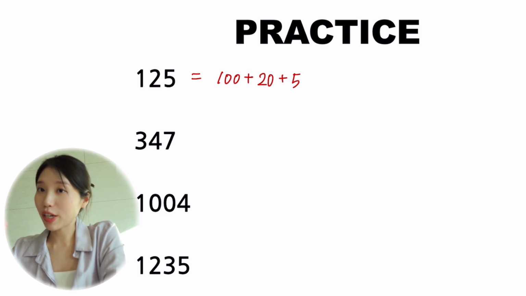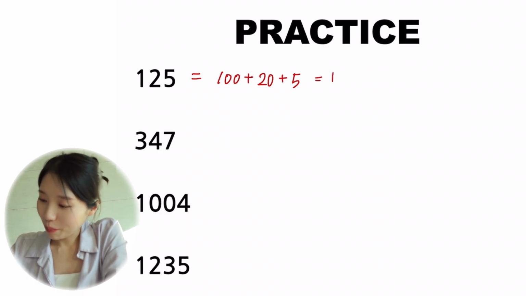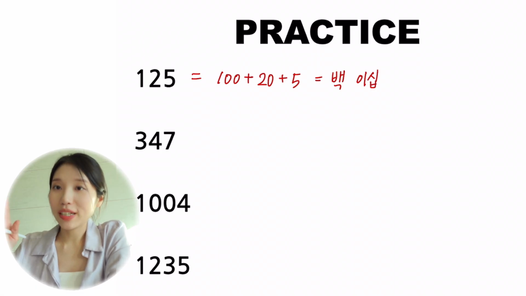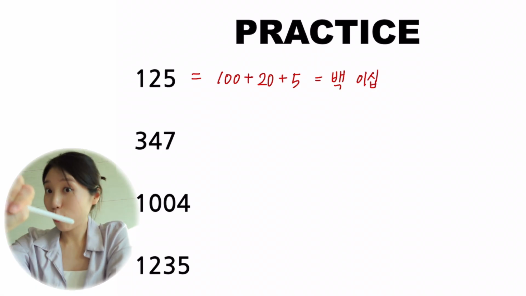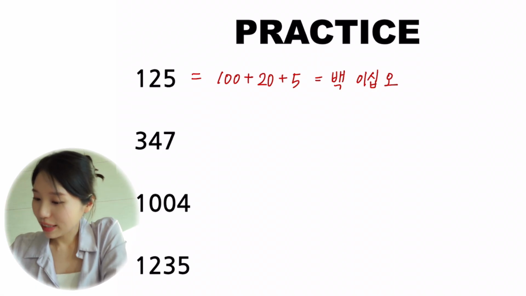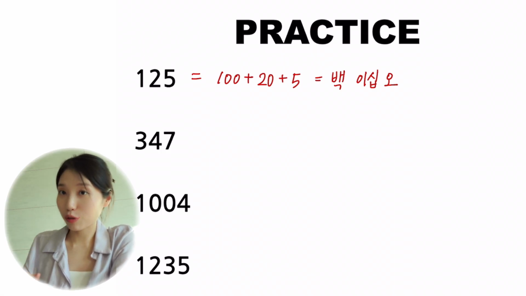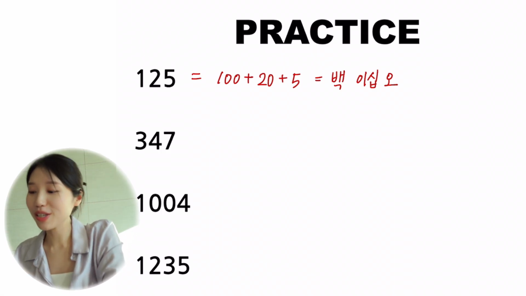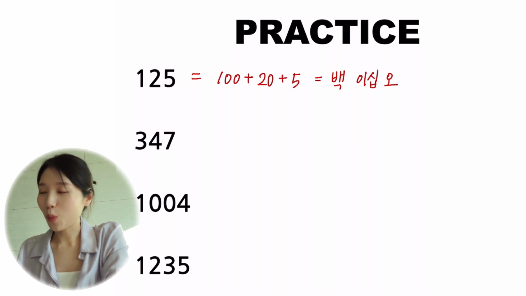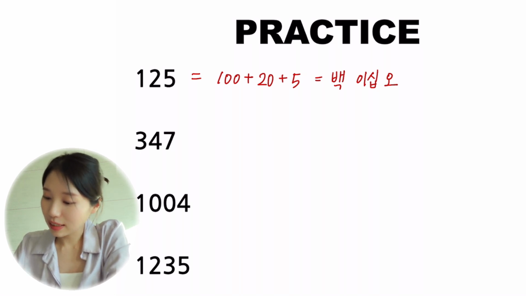What was 100 just before? Let's remember that. Yes, 백. And 20, there are 2 tens, 이십. And what is number 5? 1, 2, 3, 4, 5. 오. 백이십오. That's it. This is how to read 125 in Korean numbers. Next.